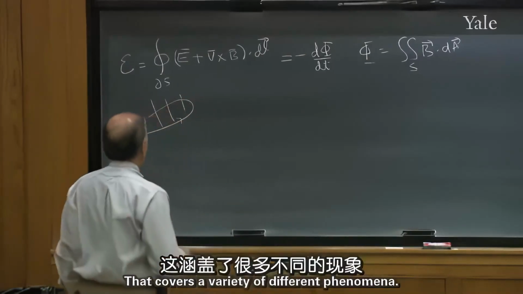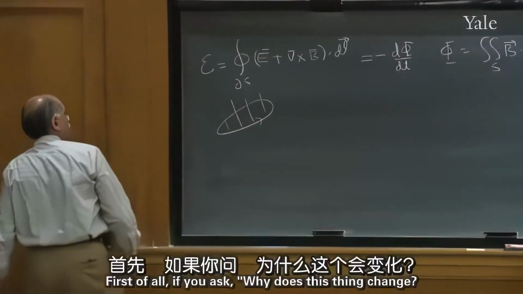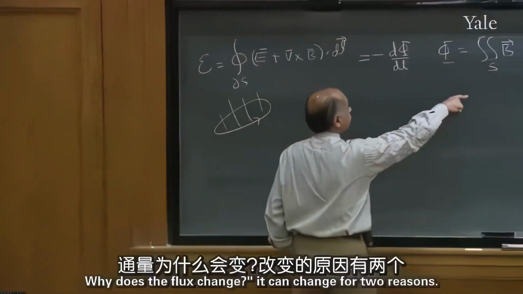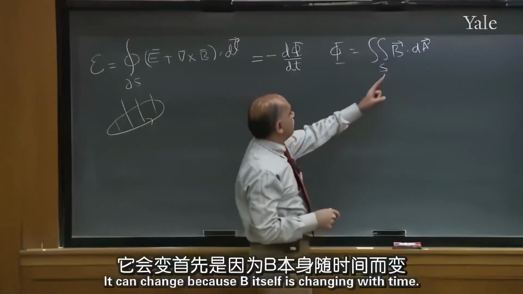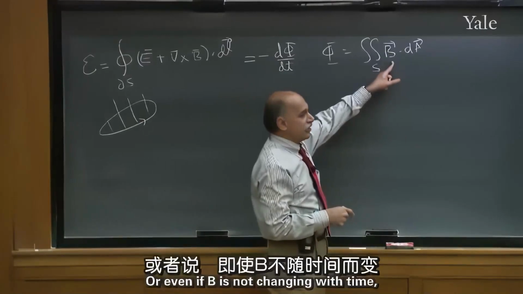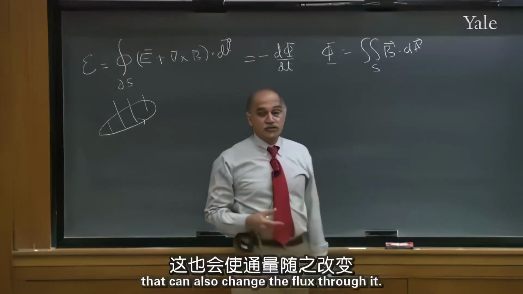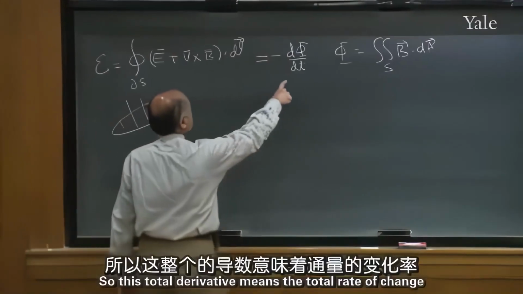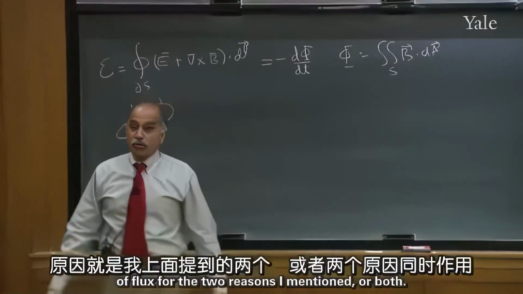That covers a variety of different phenomena, which is what I was trying to explain last time. First of all, if you ask why does the flux change, it can change for two reasons. It can change because B itself is changing with time, or even if B is not changing with time but changing with space, if a loop happens to be moving, that can also change the flux through it. For whatever reason, it will change. So this total derivative means the total rate of change of flux for the two reasons I mentioned, or both.